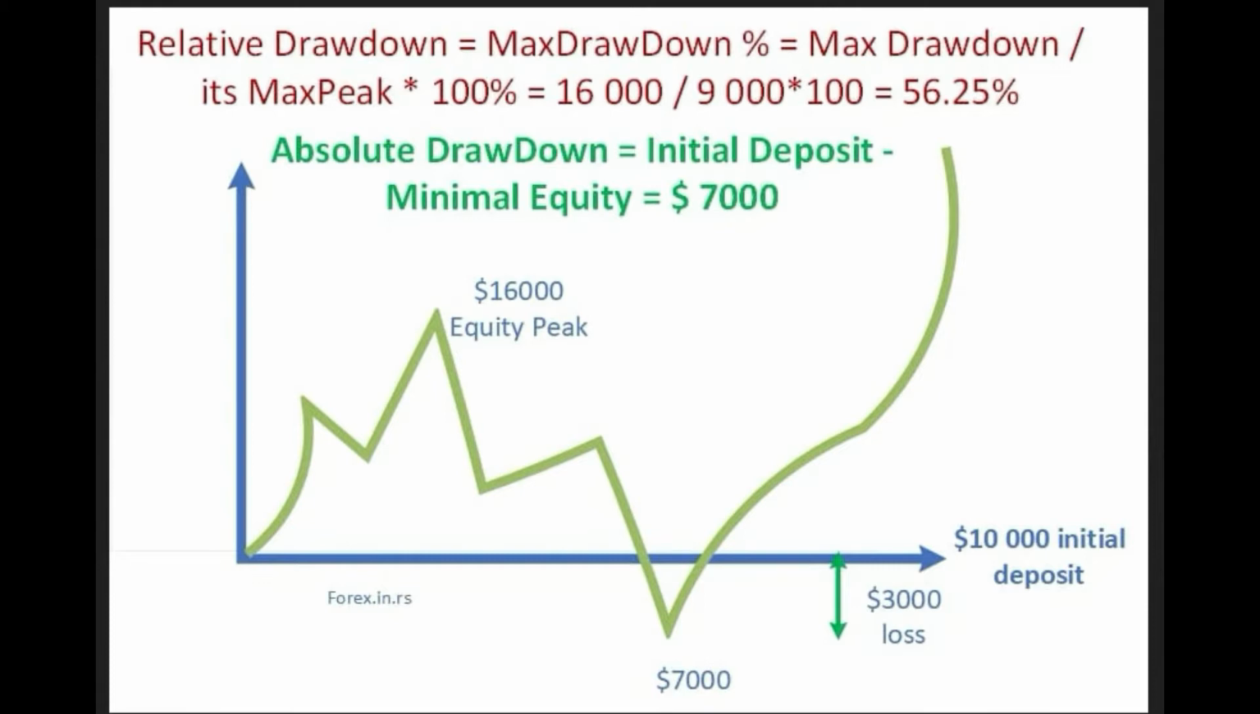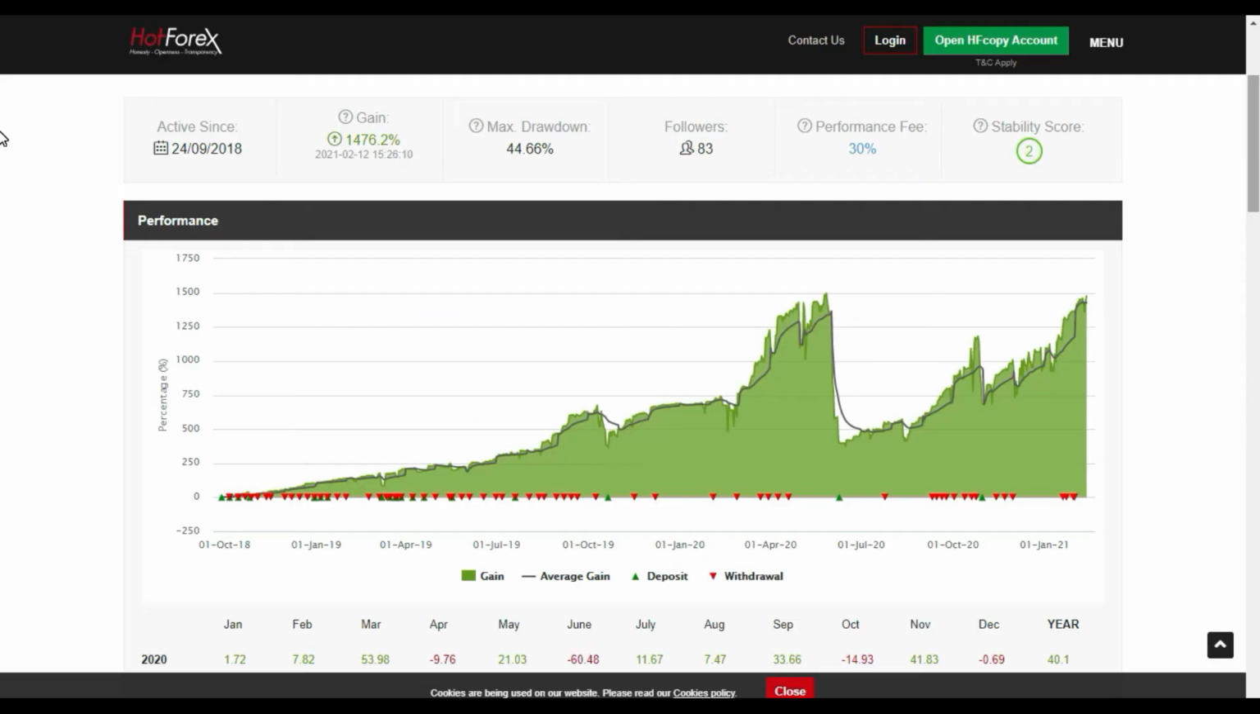But for now and in the future, please always think about maximum drawdown as one of the most important criteria that we will have. Let me present a practical example. Here we have one trader from HF Copy, for example. It's a platform where people can copy signals, etc. And we just talk about drawdown.